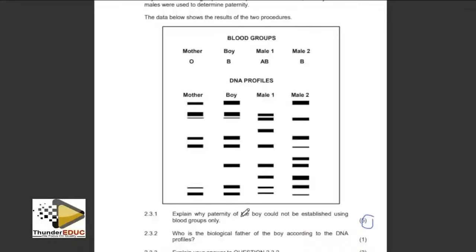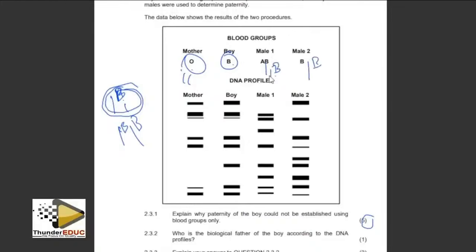But if they ask you to explain why a paternity test is needed in this situation, you will say that the mother is blood group O, while the boy is blood group B. The boy can be heterozygous, he can't be homozygous. Why? Because the mother is ii, so he gets i from the mother. So the genotype of the boy is heterozygous. Now this one can give the B, and also this one can give the B.